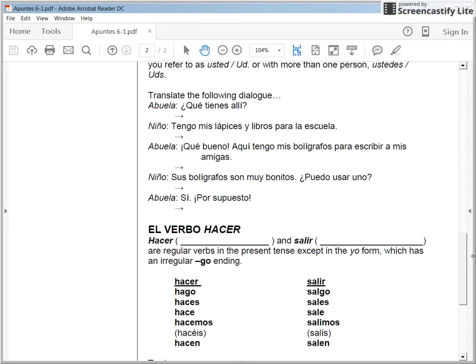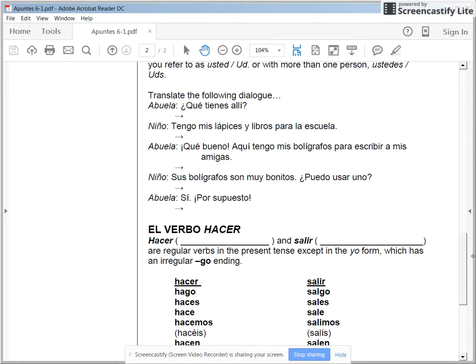So then we have the niño, who then responds, sus bolígrafos son muy bonitos. ¿Puedo usar uno? So talking to his abuela should have translated to, your pens are very pretty. Can I use one? Noticing again that sus bolígrafos, because he addresses her as usted, his grandmother, and because bolígrafos is more than one, we have the plural form sus. And then his abuela answers, sí, por supuesto. Should translate to, yes, of course.